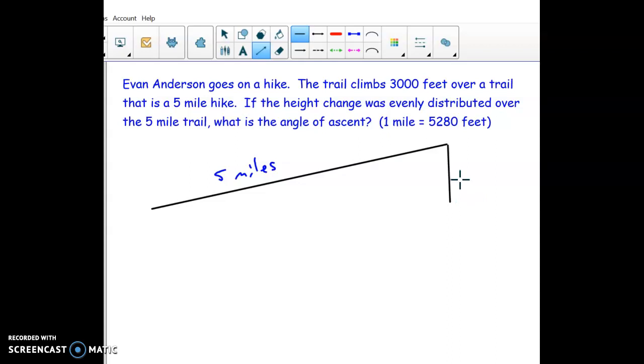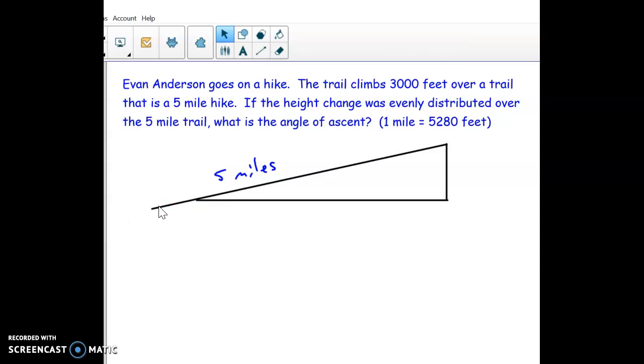If I can get this to work right here. Sorry, I'm struggling a little bit. Draw it straight down. That's the 3,000 feet ascent. That means how much it goes up. Sorry, my picture's all wonky now, but hopefully we get the idea. So it looks something like that. And then on this side, we have, again, the 3,000 feet.